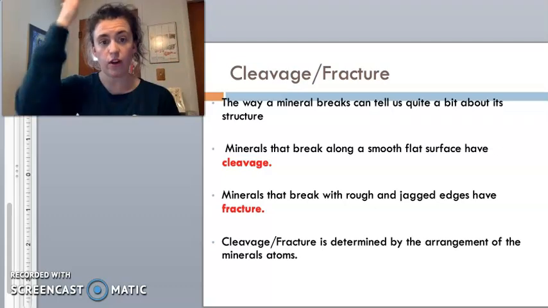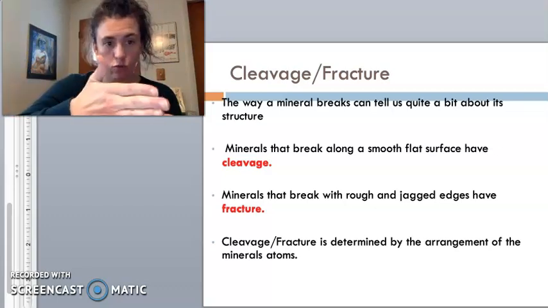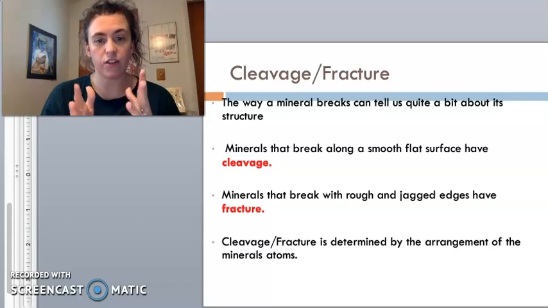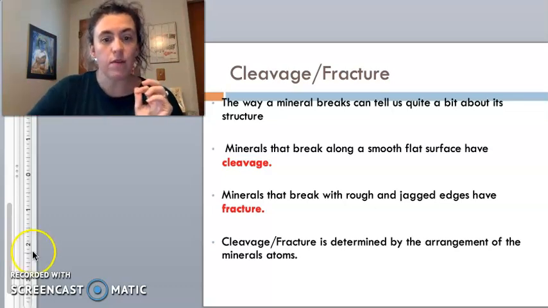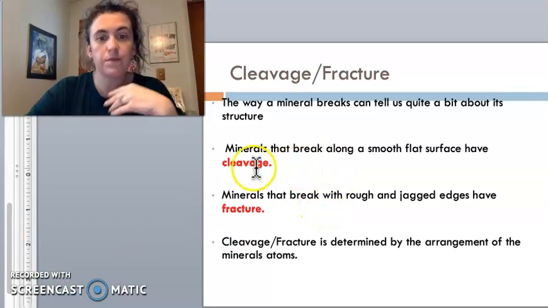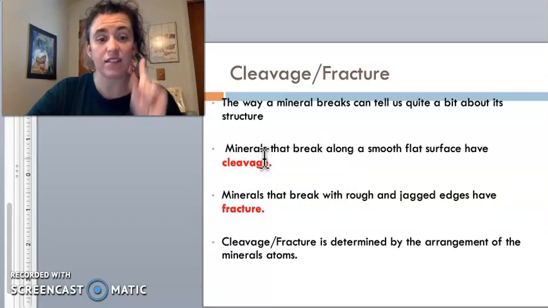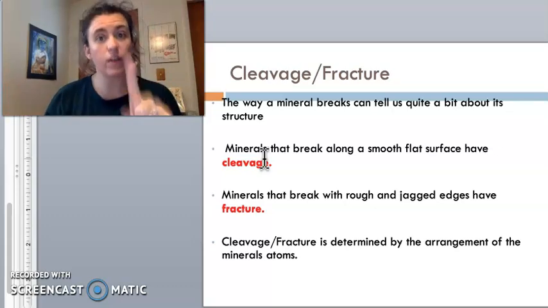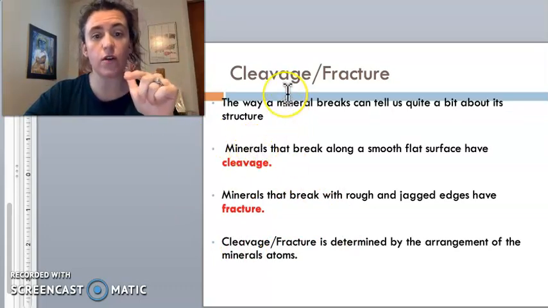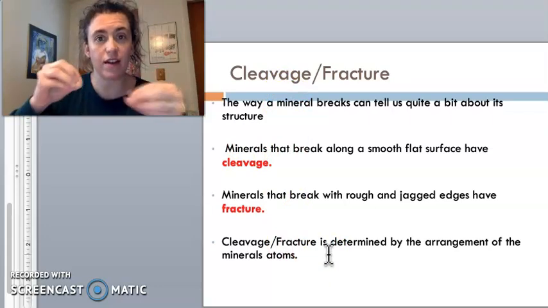Does it cleave, where it looks like there's at least one flat surface, like it just got cut right there, or does it have all those rough, bumpy edges? If it's bumpy, that would be a fracture, where you have no straight, clean edges. Cleavage is if you even have one. You only need one clean edge to call it a cleavage. You can have more than that, but you only have to have one. Again, this feature is also determined by the arrangement of the mineral's atoms, so how they're arranged on that subatomic level.